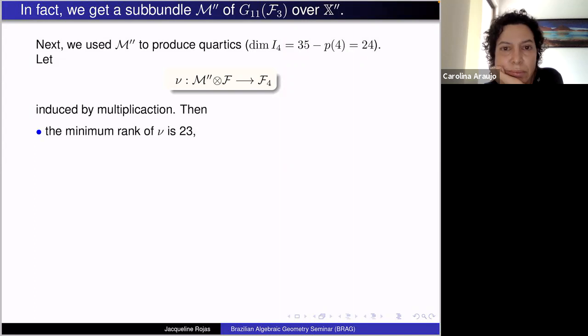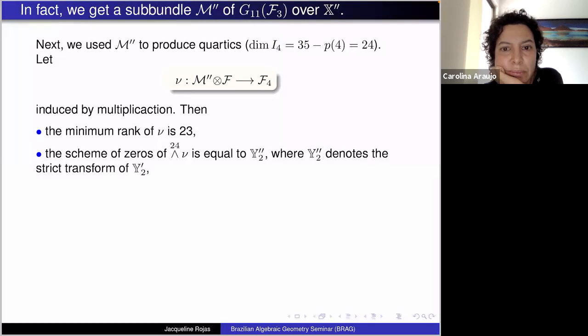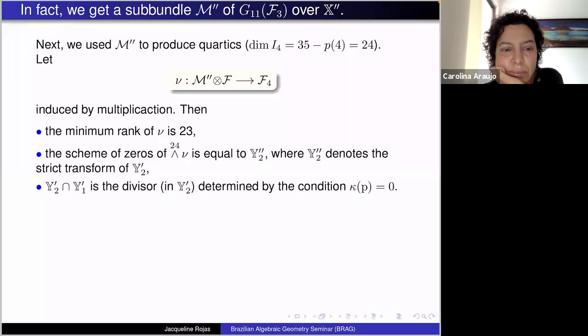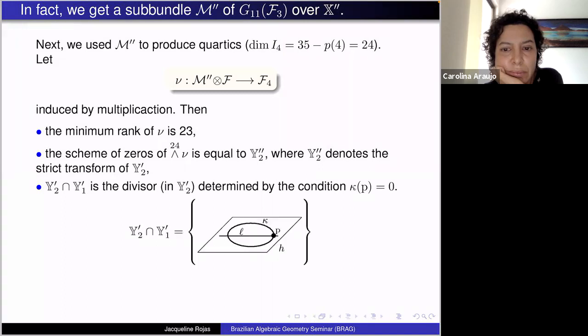And the zeros of this section is equal to Y2 prime, where this Y2 prime denotes the strict transform of Y2 prime. And the intersection is a divisor in Y2 prime, determined by the condition that kappa is zero on the point, that is, the conic is passing through the point P. This is the condition.